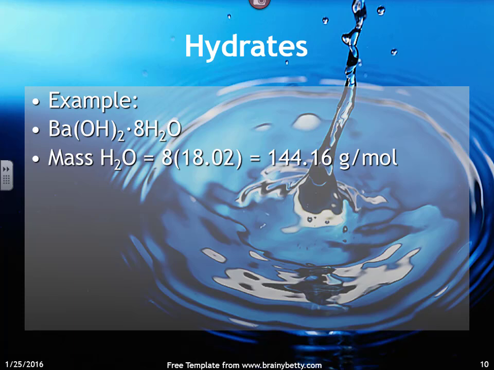Let's try one more. Barium hydroxide dot 8H2O. First thing you do is find the mass of the water. If you remember that one water is 18.02, then you just need to take that times 8, which is 144.16.